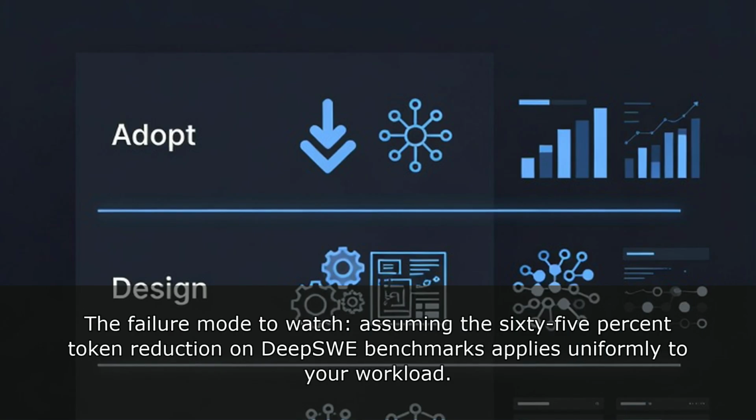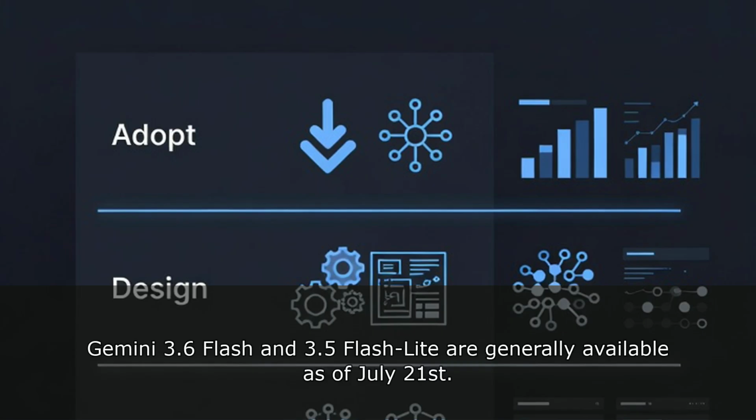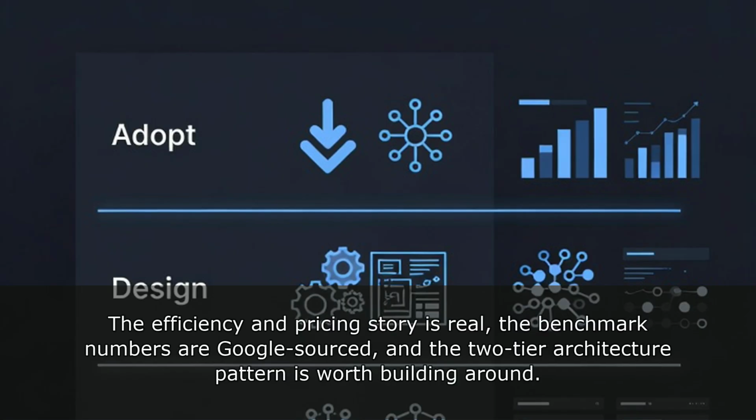The failure mode to watch. Assuming the 65% token reduction on deep SWE benchmarks applies uniformly to your workload. It won't. Measure it. Gemini 3.6 Flash and 3.5 Flashlight are generally available as of July 21st. The efficiency and pricing story is real. The benchmark numbers are Google sourced, and the two-tier architecture pattern is worth building around.